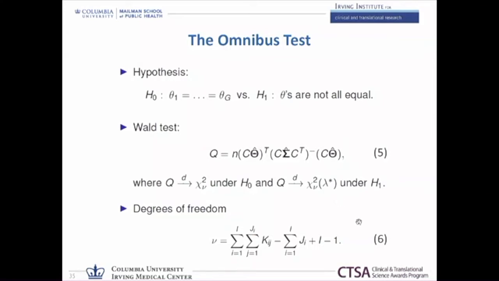The degrees of freedom of the chi-square test can be calculated using formula 6. Here, the summation of K_ij is the total number of stage 2 treatment options, and the summation of J_i is the total number of intermediate response categories. I is the total number of stage 1 treatment options.